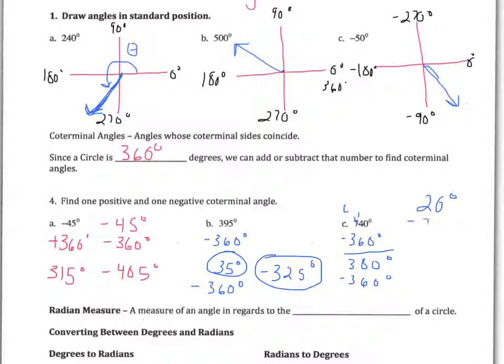So I'm going to subtract 360 one more time and get a negative 340. So I can use negative 340 as my negative coterminal angle, and I could use 20 degrees as my positive coterminal angle, or it wouldn't be wrong to use 380 degrees as a positive coterminal angle. So as long as you're adding or subtracting 360 degrees, you'll always have a coterminal angle.